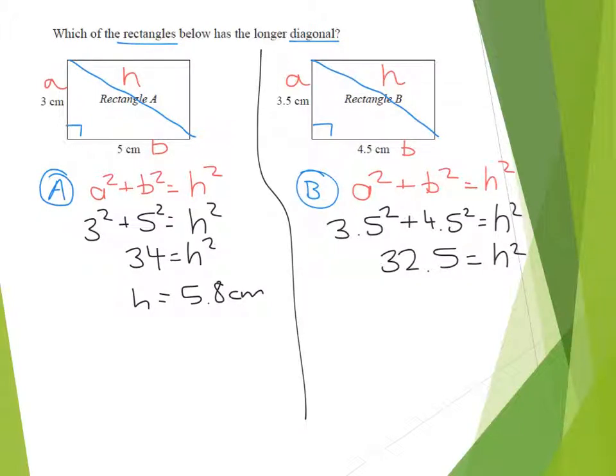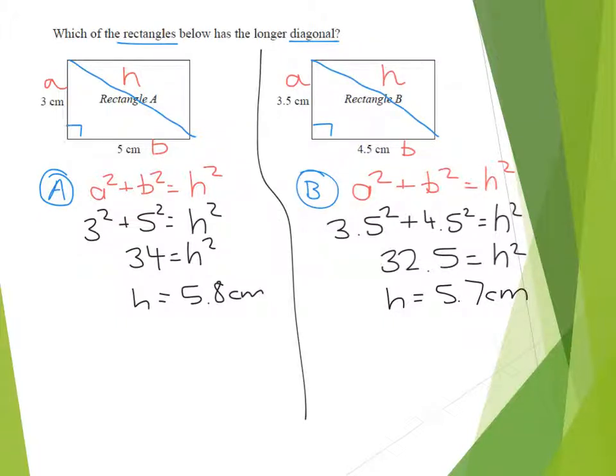Now if you're really cunning, you can already see from this stage that as this was 34 for h squared and this is 32.5, this one's going to be bigger, but let's just prove it to be sure. Square root gives us 5.7 centimetres.